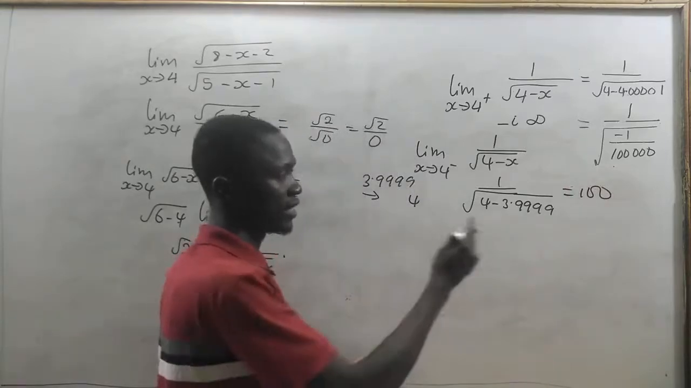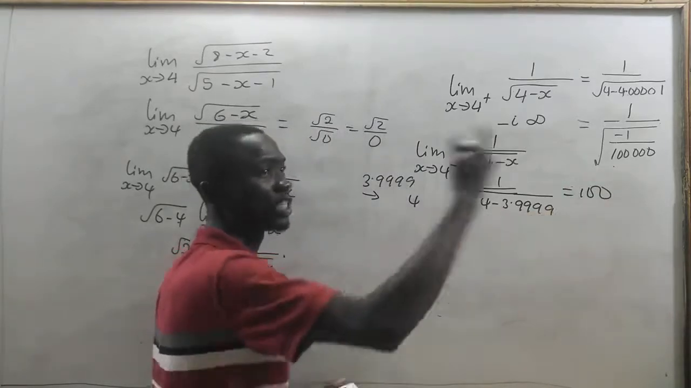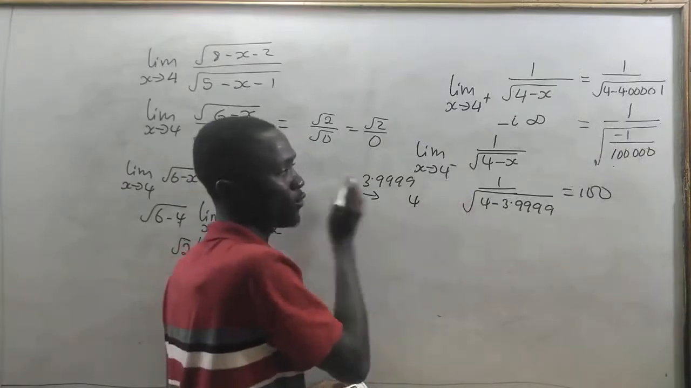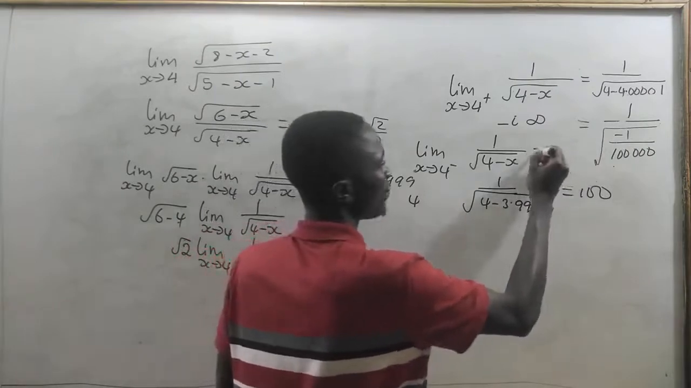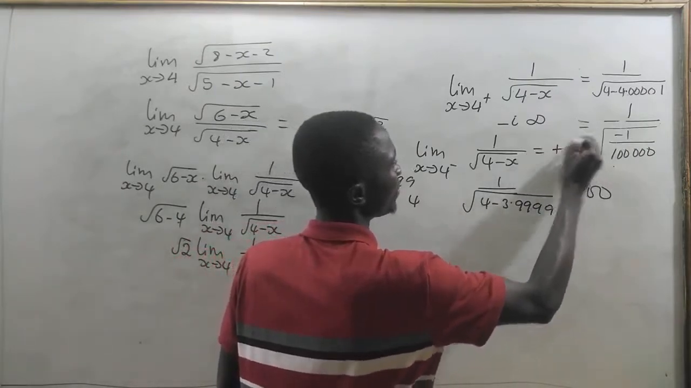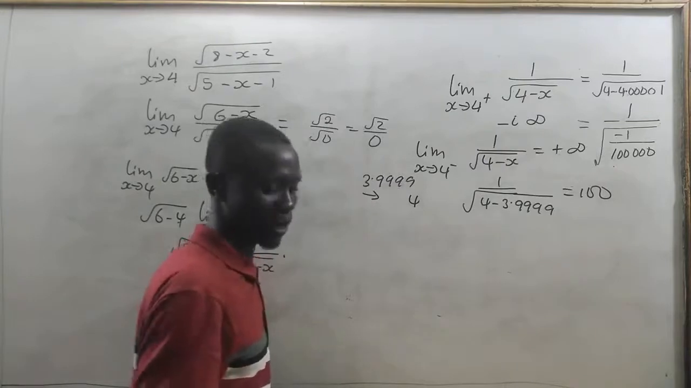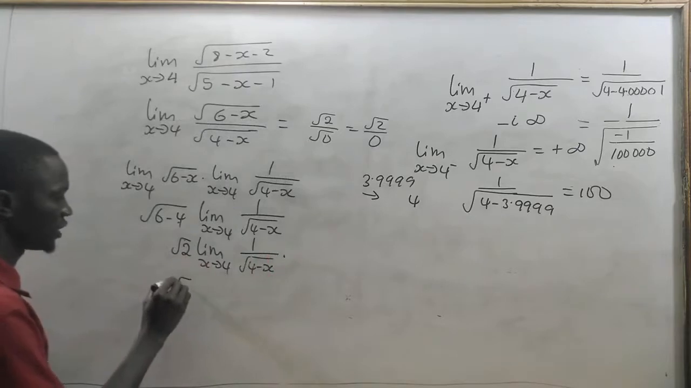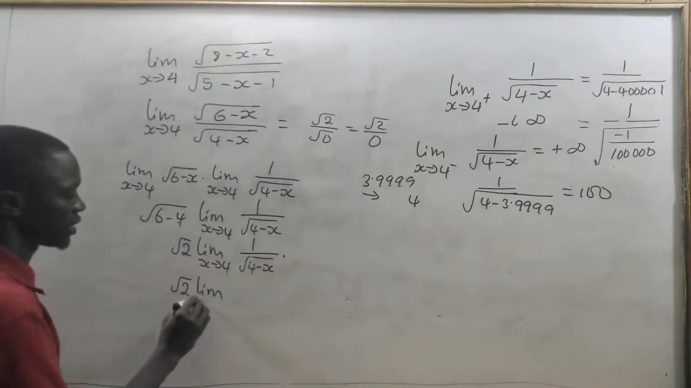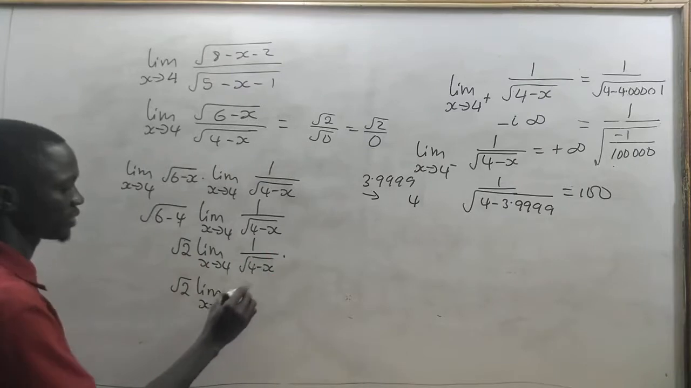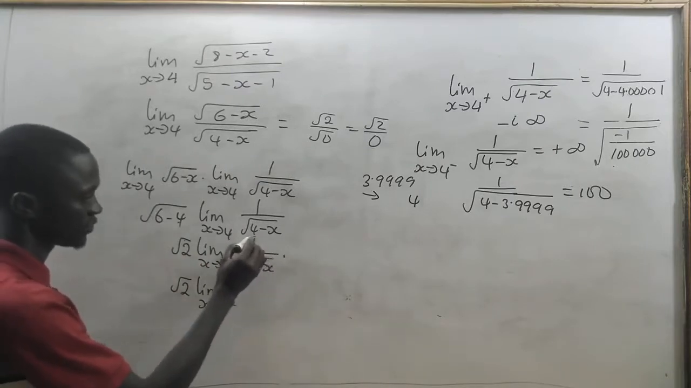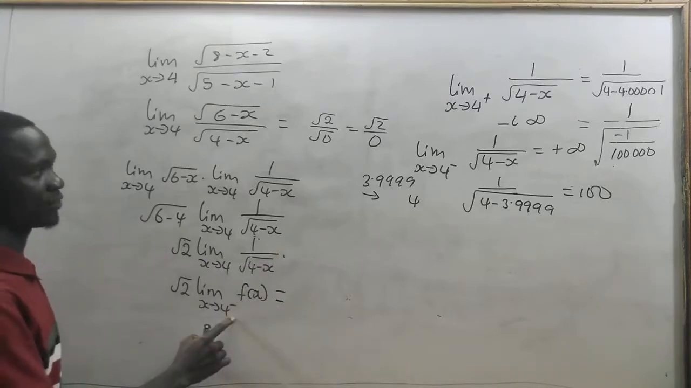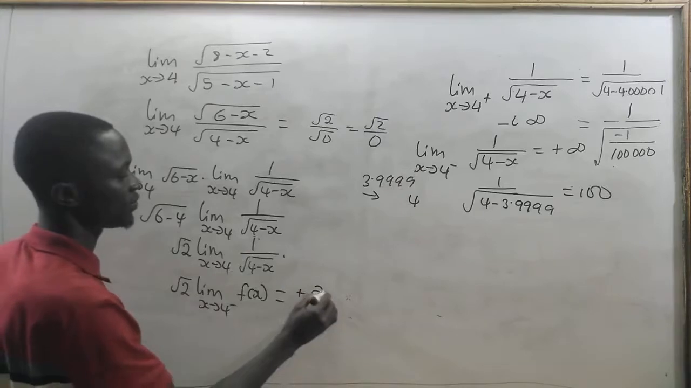Which means that if we take a value very close to 4, it will give us a very large number. So as we approach 4 from the left side, this will increase without bound. So it will increase to a large positive number. Very simple as that. So here, you can say that if we take root 2 times the limit as x approaches 4 from the left, if you replace this function by f of x, it will also approach positive infinity.